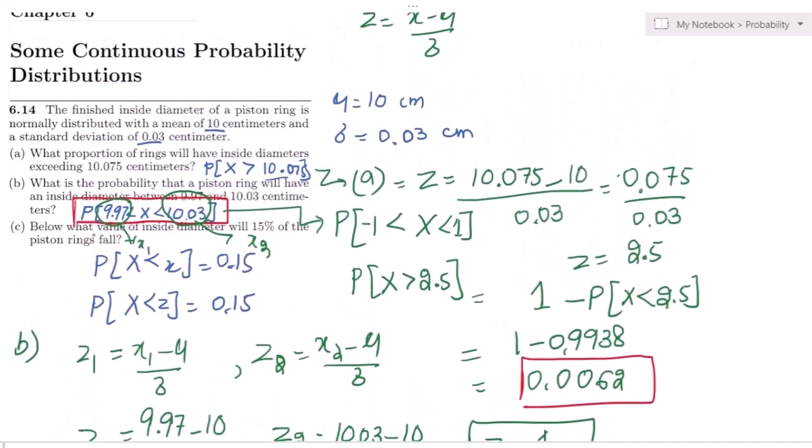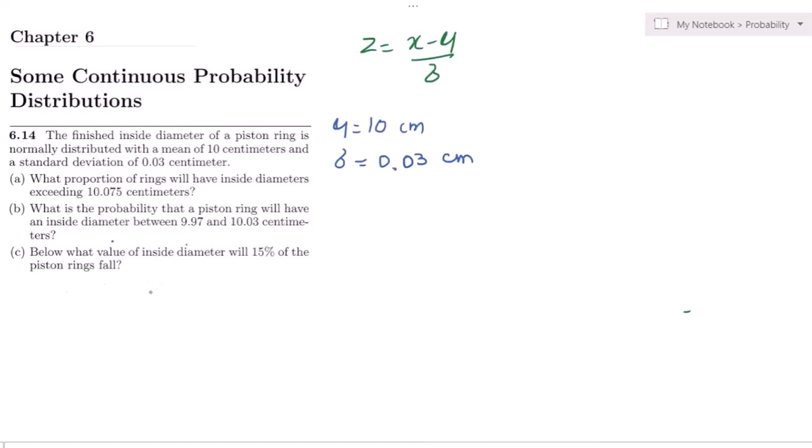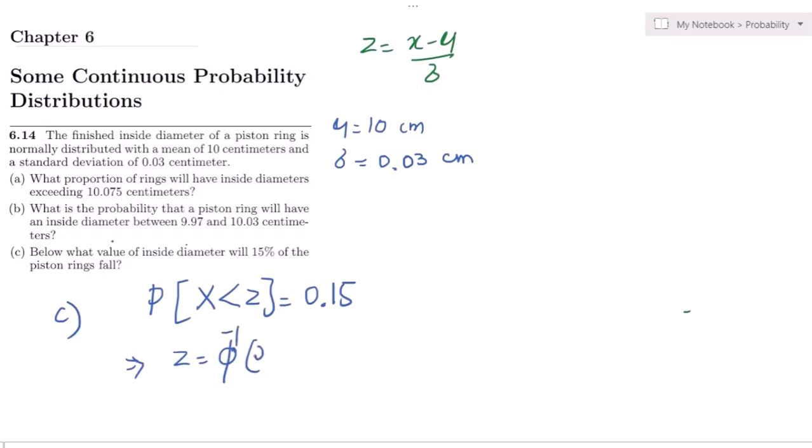Now in part C, below what range of inside diameter will 15% of the piston rings fall? Okay, so to solve it, let me first remove these parts. As I had written here that this is part C, the probability that x is less than z was 0.15. Now in order to find the value of this z, we have to take the inverse z transform of 0.15.